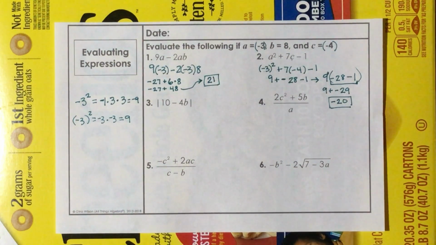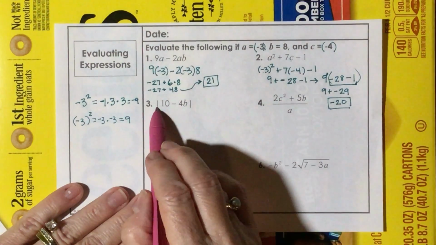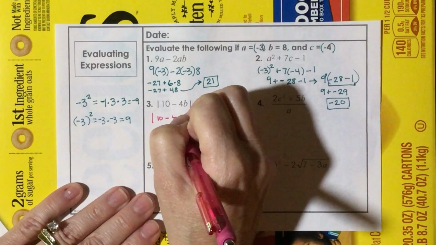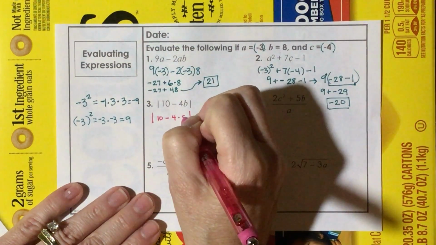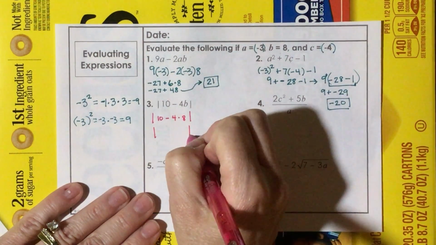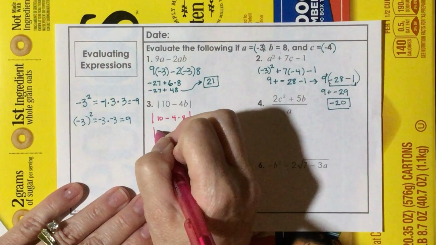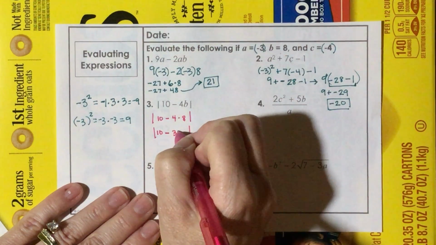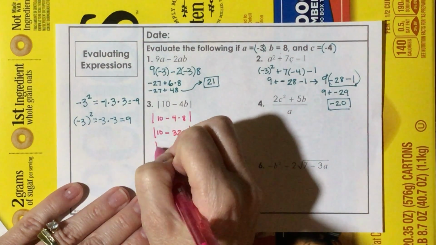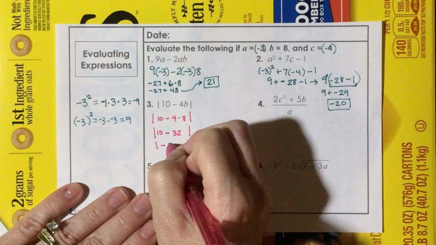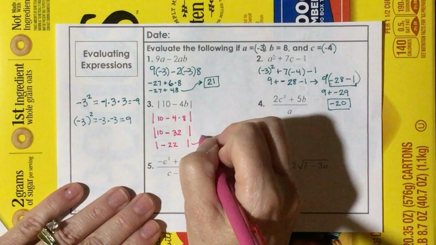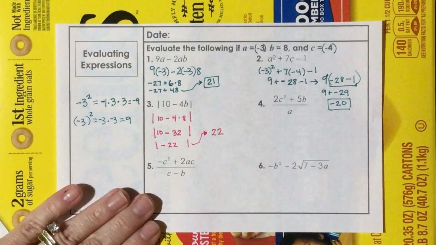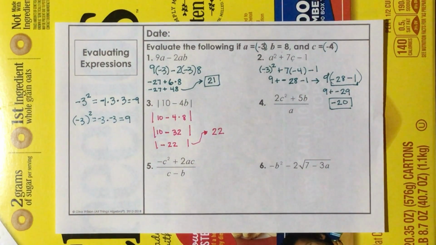All right, number 3, we have absolute values here. So we're going to keep our absolute value signs. And then we have 10 minus 4 times B is 8. Keep those signs until we're done doing whatever is inside the grouping. So we have 10 minus 4 times 8 is 32, and we have more negatives than positives. So that is going to give us a -22. And when we take it out of the absolute value sign, we have 22. So absolute value of -22 is 22.